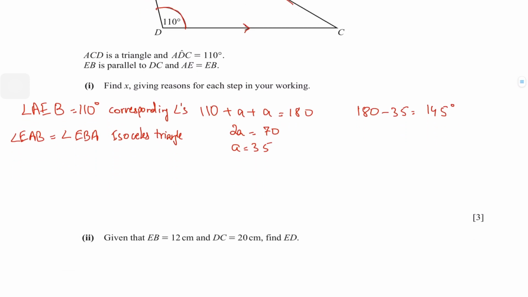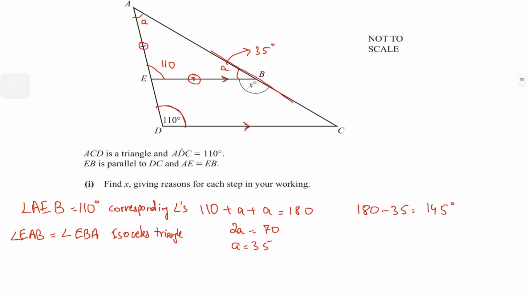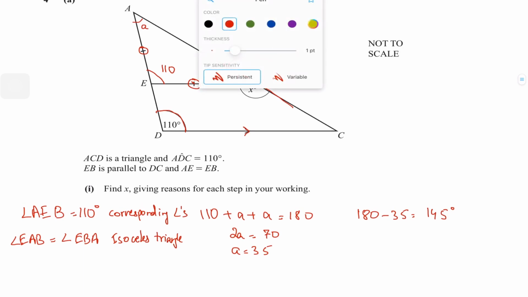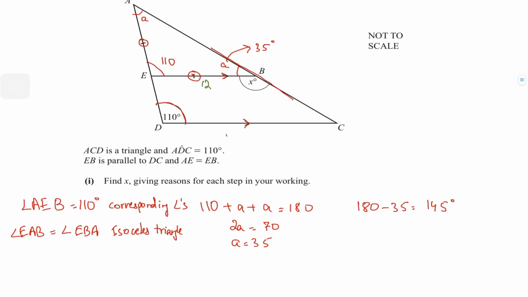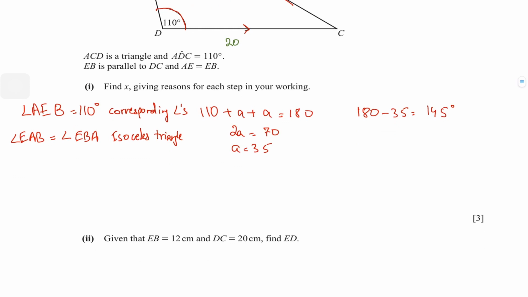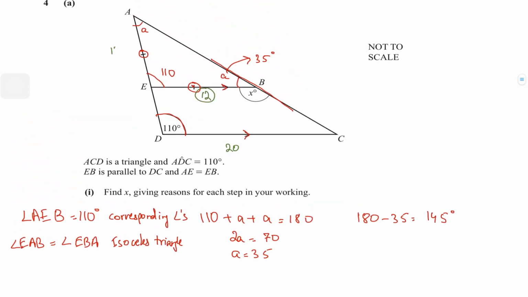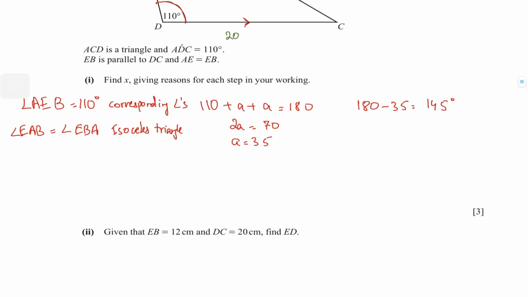Now the question says, given that EB is equal to 12 centimeters, alright, so let's place it here. This is 12 centimeters. Let's use a different color actually. So here we have 12 centimeters, and DC is equal to 20 centimeters. Okay, and actually since this is 12, remember this is also going to be 12 because of the isosceles triangle, and with the help of this we have to find out what ED is equal to.